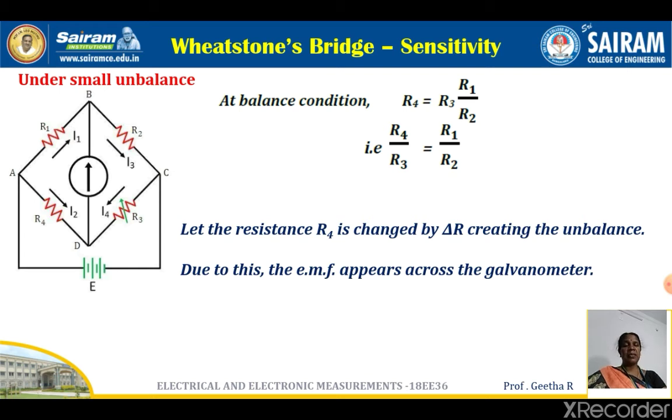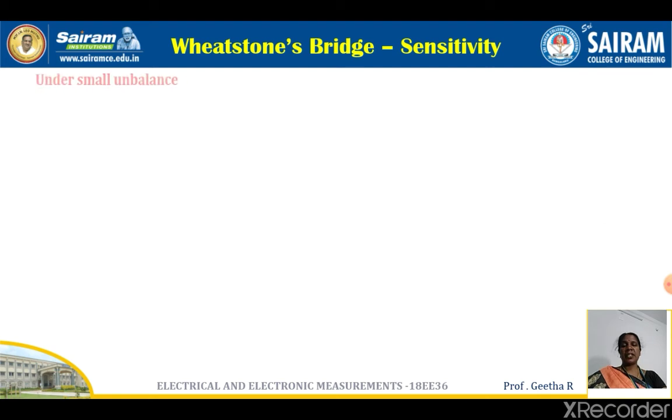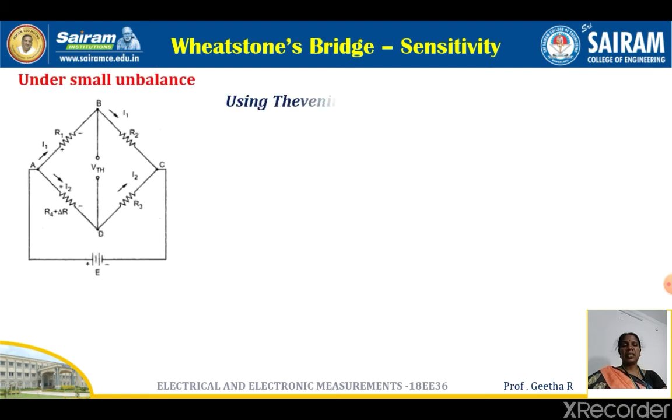Due to this, the EMF appears across the galvanometer, so that EMF should be calculated. To calculate the EMF across the galvanometer using Thevenin's theorem, we are going to find the Thevenin's voltage and also the Thevenin's resistance, to find out, due to that small deflection, what is the current through the galvanometer. So what is Thevenin's theorem?